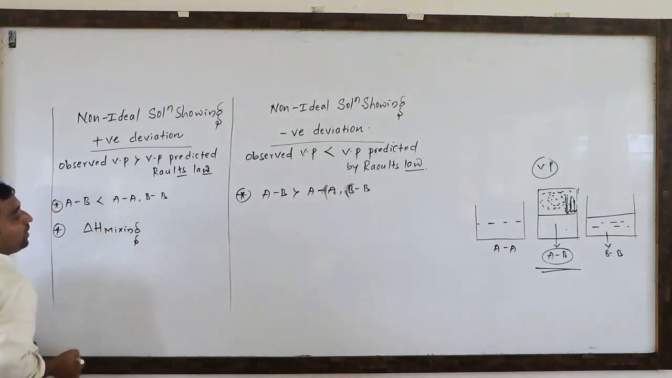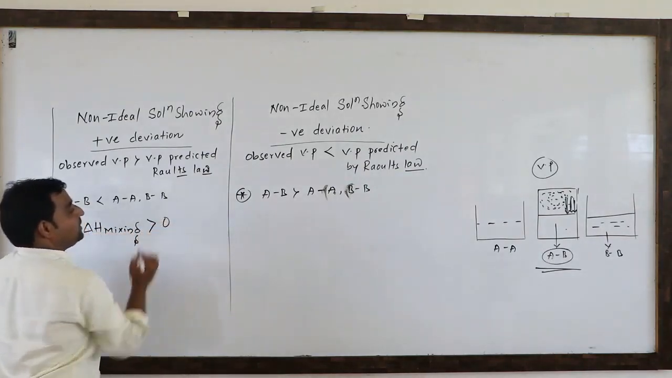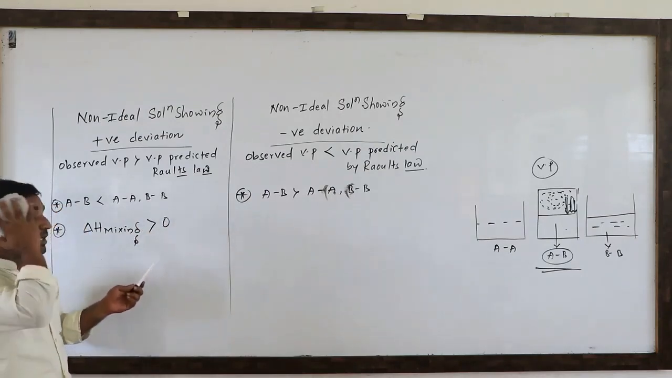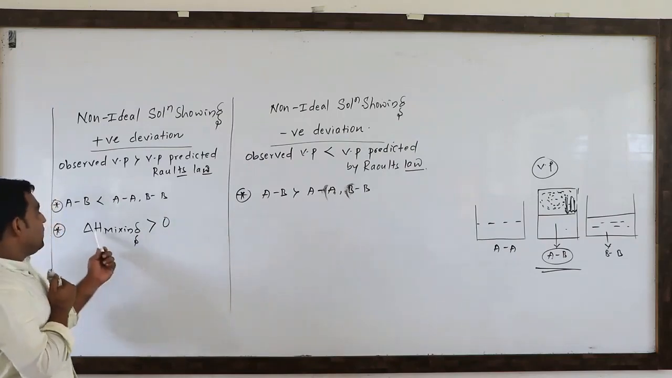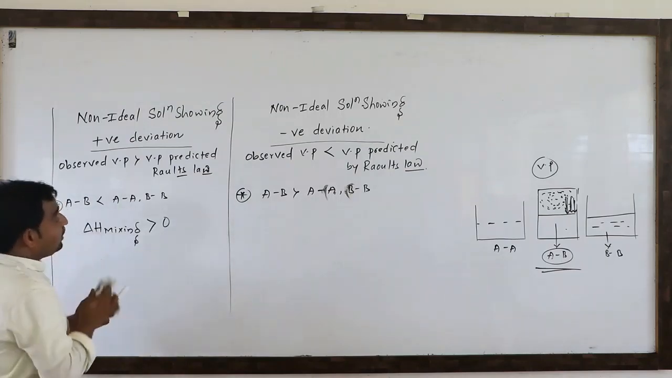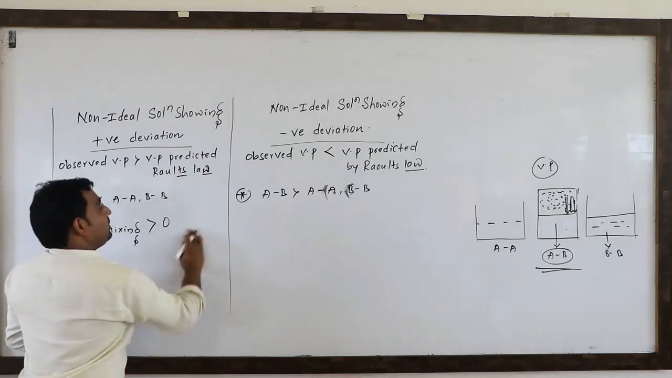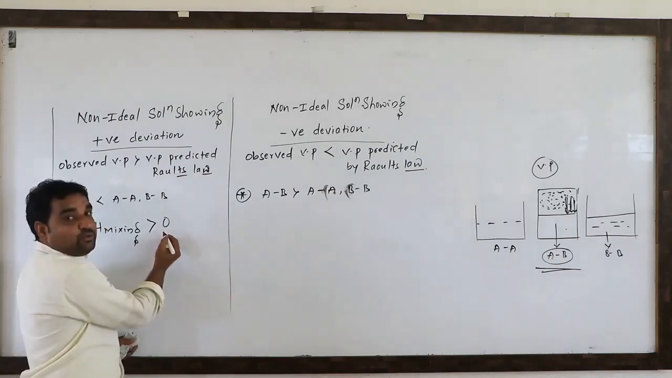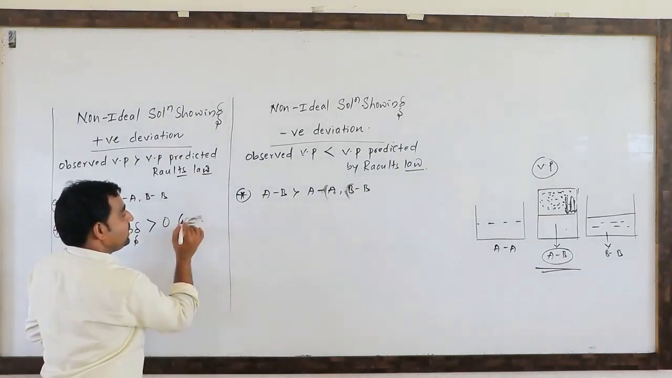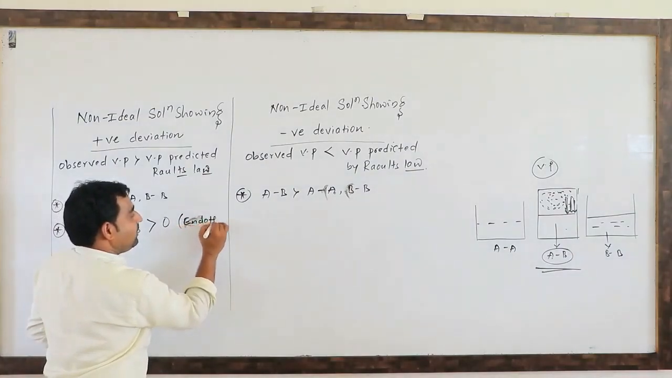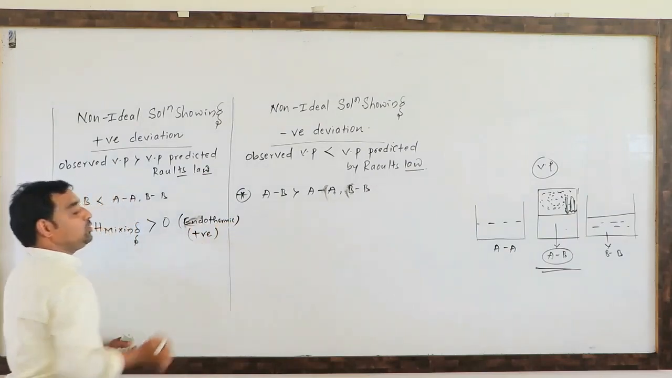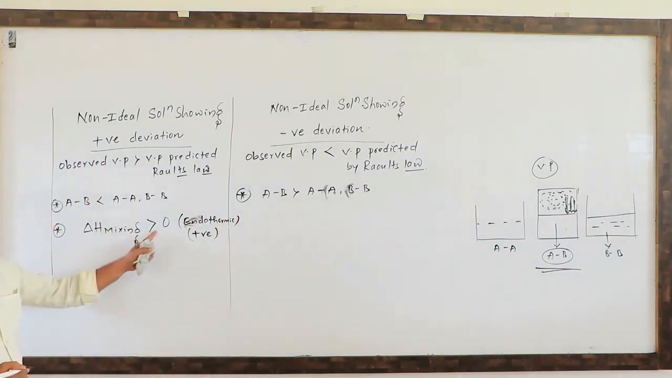For a positive deviation, the change in enthalpy after mixing is greater than 0. What does greater mean? It is not equal to 0. If it is equal to 0, we call it an ideal solution. So the change in enthalpy after mixing is not equal to 0. If it is more than 0, that is the case of positive deviation. Positive in the sense that an endothermic process will occur. Endothermic, so that is positive. Delta H mixing is greater than 0.